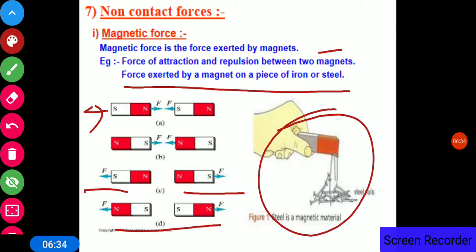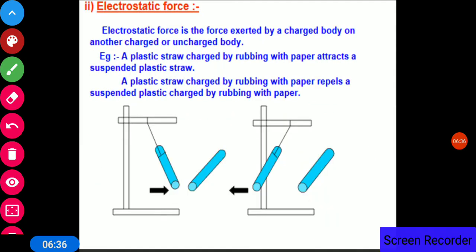Now, electrostatic forces. Electrostatic force is the force exerted by a charged body on another charged or uncharged body. For example, a plastic straw charged by rubbing with paper attracts a suspended plastic straw.